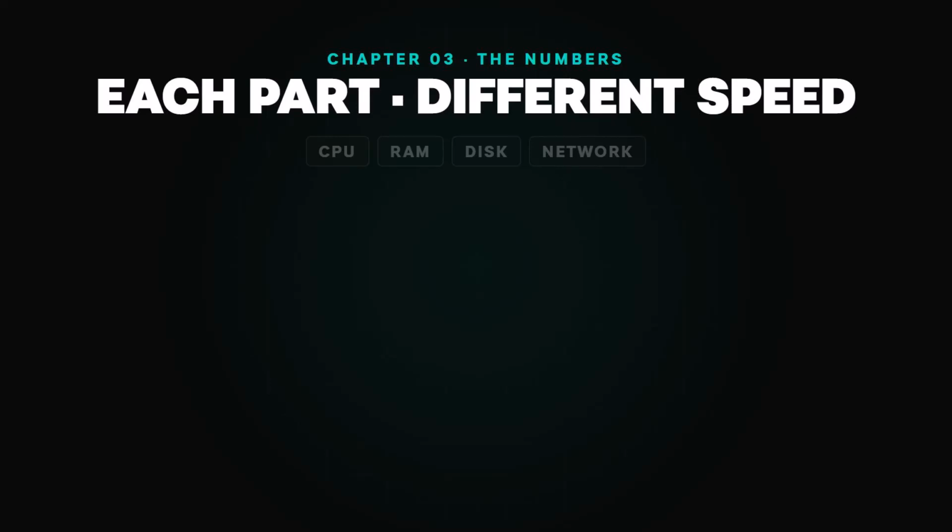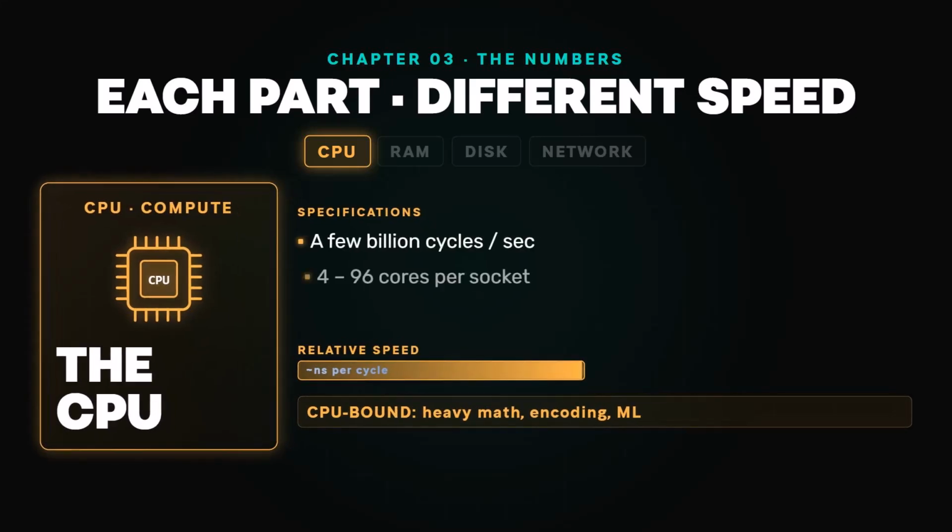Knowing their numbers, even roughly, is what makes you sound senior in the system design interview. Start with the CPU. A modern server CPU runs at a few billion cycles per second with anywhere from 4 to 96 cores. Each core can do one thing at a time. So a 16 core server can, in theory, do 16 things in parallel.